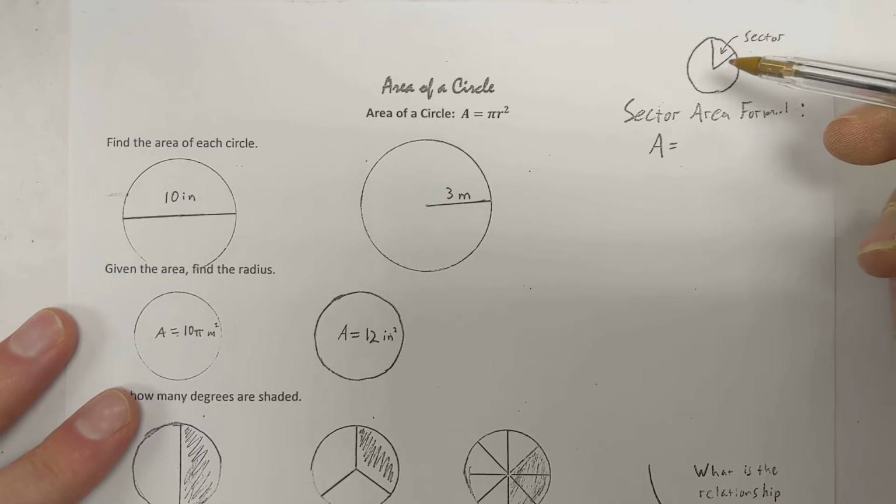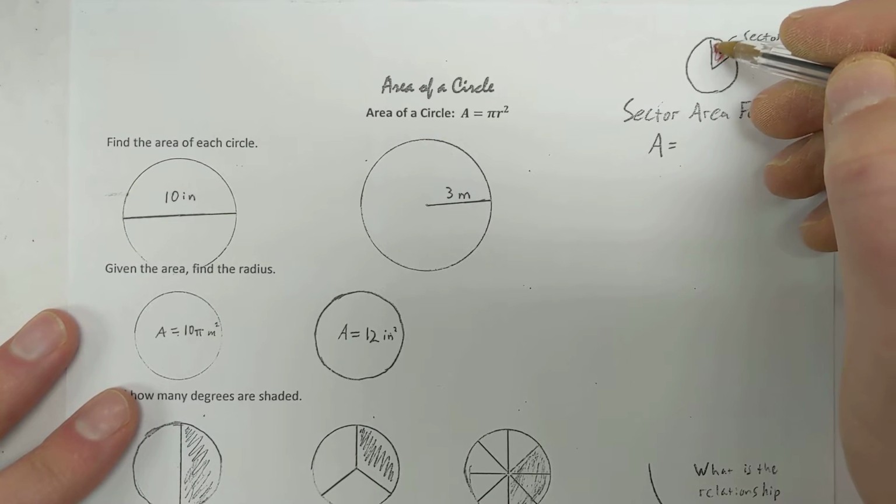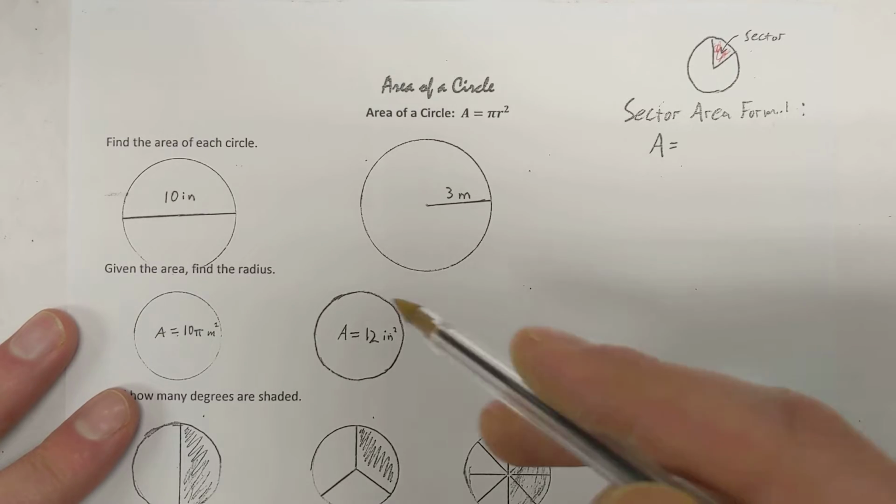The goal eventually is to be able to find the area of a sector. A sector is just this thing right here. It's a slice of pizza, really. How much area is in that slice of pizza? So, before we get there, let's just start off with some basics here.